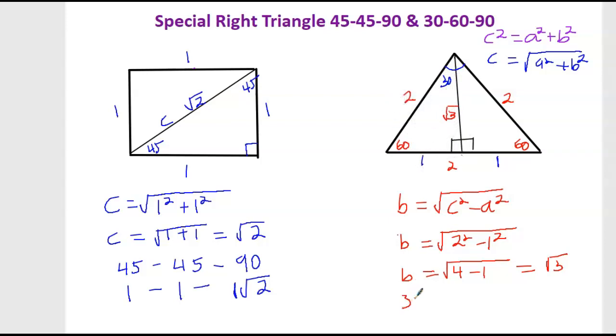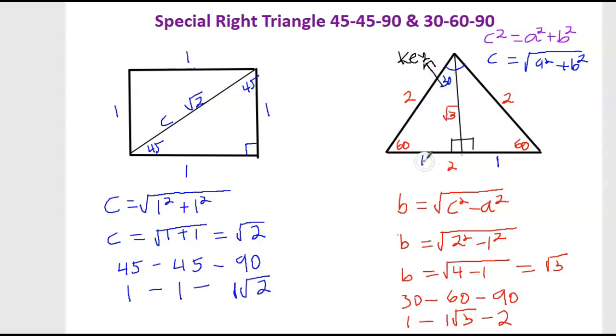We got 30, 60, 90 to be 1, square root of 3, and let me put 1 here because there's no number here, 2. So that means anytime we are looking for any missing side when it comes to the 30, 60, 90, there is one concept that we have to take note of. Always you need this 30 here first. I call it the key. That's the key. For you to know all the other sides, you need the key first, which is 30.